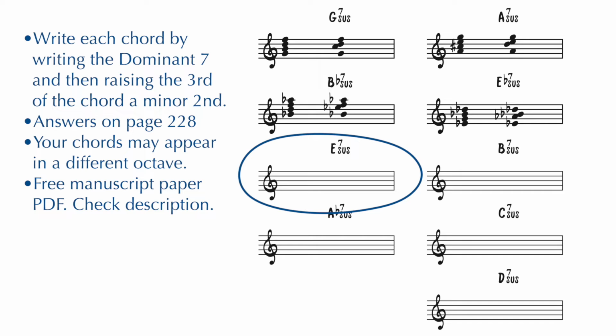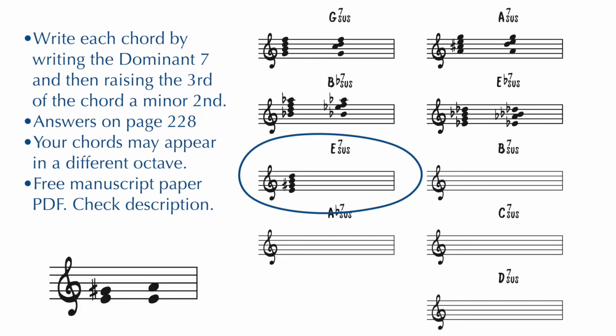Number 5, E7 sus. First write an E7 chord, that's going to be E, G sharp, B, and D. Raise the third of the chord, that G sharp, a half step or minor second, becomes an A, and now we have E, A, B, and D, or E7 sus.